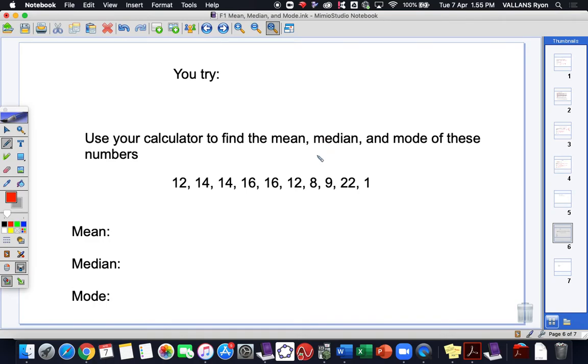Hopefully you're using your calculator right now. All right. If you did this one correctly, then you should have gotten the mean at 12.4. The median is at 13. And if I look at the numbers, I have two 12s, I have two 14s, and I have two 16s. Well, that's three different numbers that happen the most. So my mode is none. I have no mode. Okay? At the most I can have is 3.